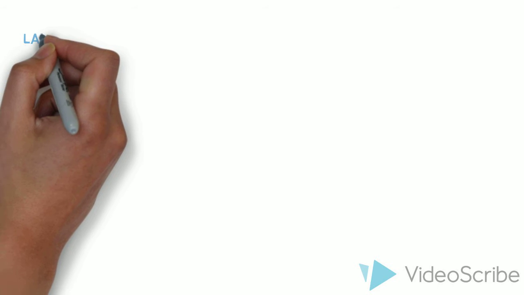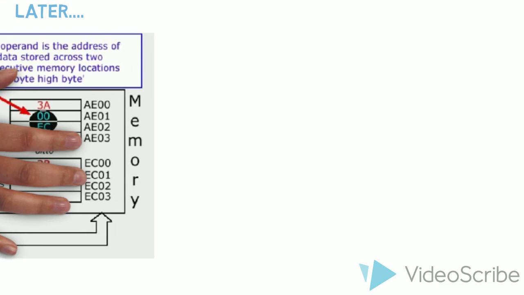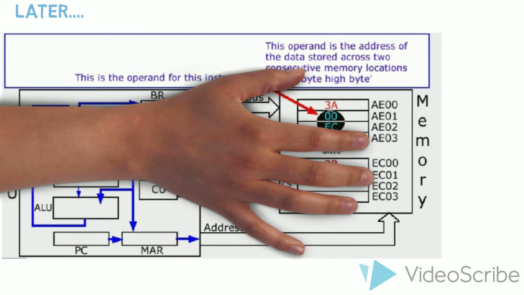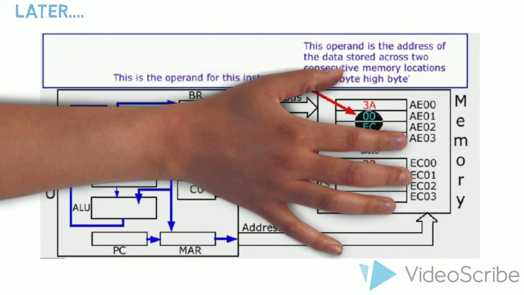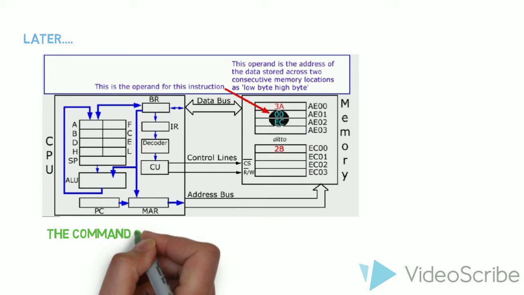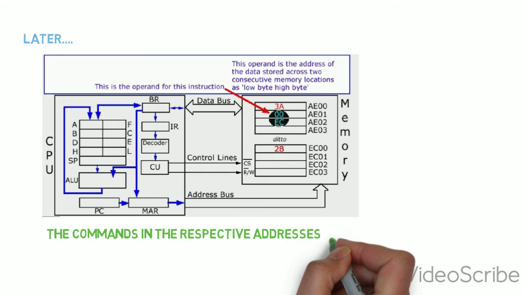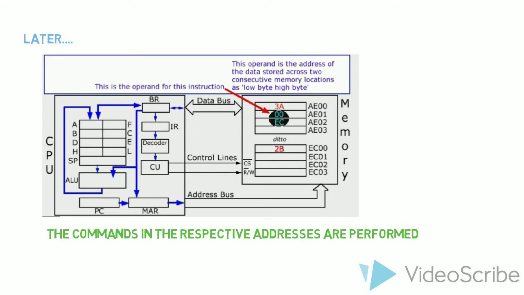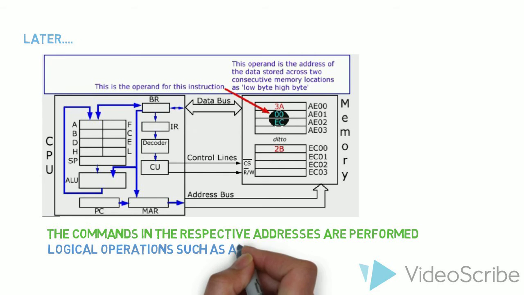Please take a moment to look at the picture and analyze it. The diagram has very important points. Later, the execution of the instruction cycle continues, and this is what happens. The commands in the respective addresses are performed: AE00, then AE01, AE02, and so on.